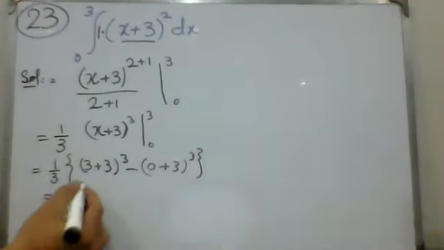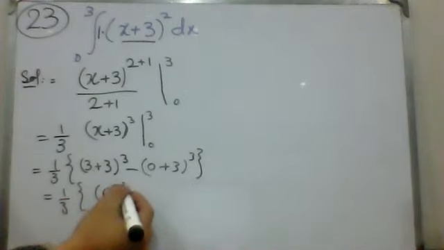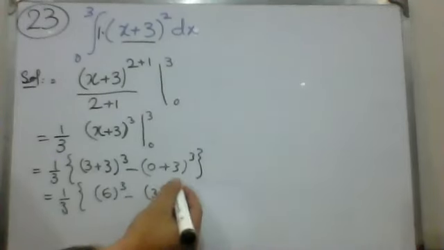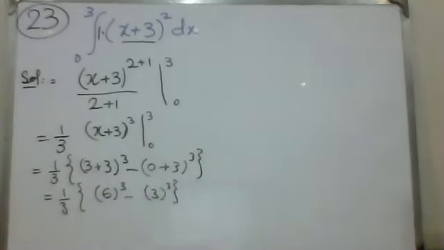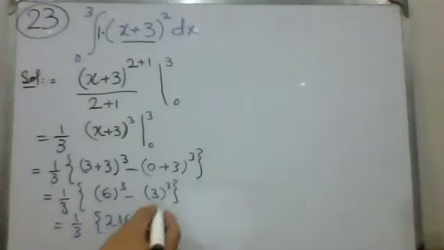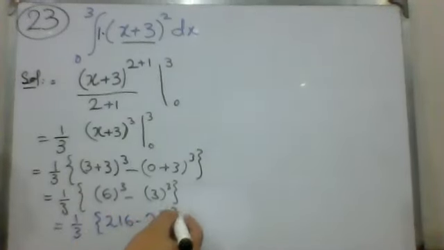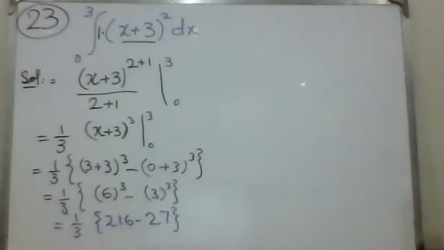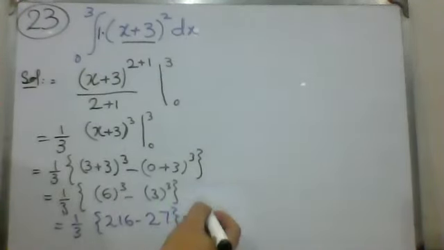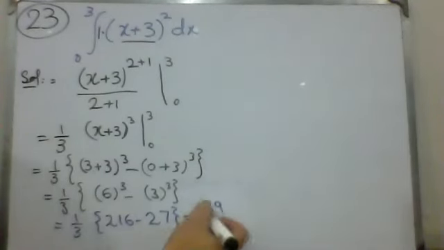So now calculate that. 1 by 3, 3 plus 3 is 6, power 3, minus 3 power 3. So what is 6 power 3? 216, or not? It's 216 I think, right? Yes, sir. So 1 by 3 times 216 minus 3 power 3 is 27. Now what is 216 minus 27? 189. So 189 divided by 3.